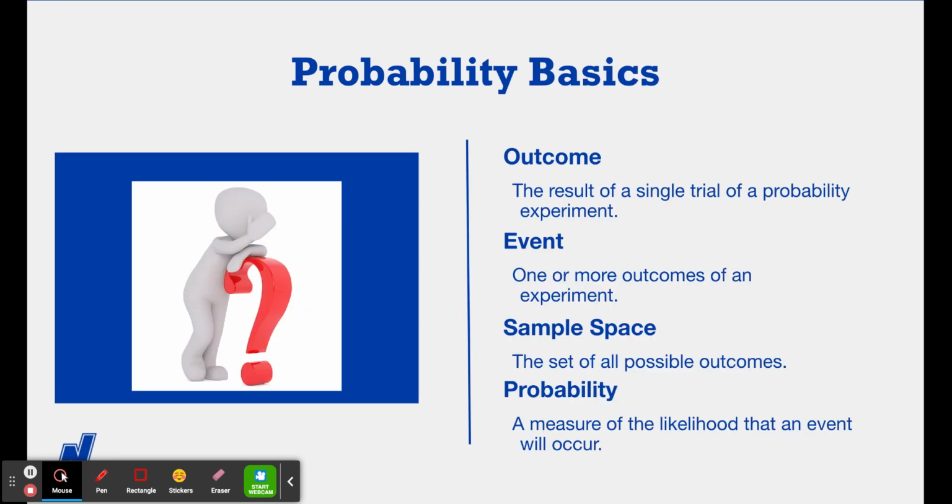So for probability basics, before we dive into the meat of the topic, let's establish some of the fundamentals. An outcome is a result of a single trial of a probability experiment. An event is one or more outcomes of an experiment. The sample space is the set of all possible outcomes, and probability is a measurement quantifying the likelihood that an event will occur.